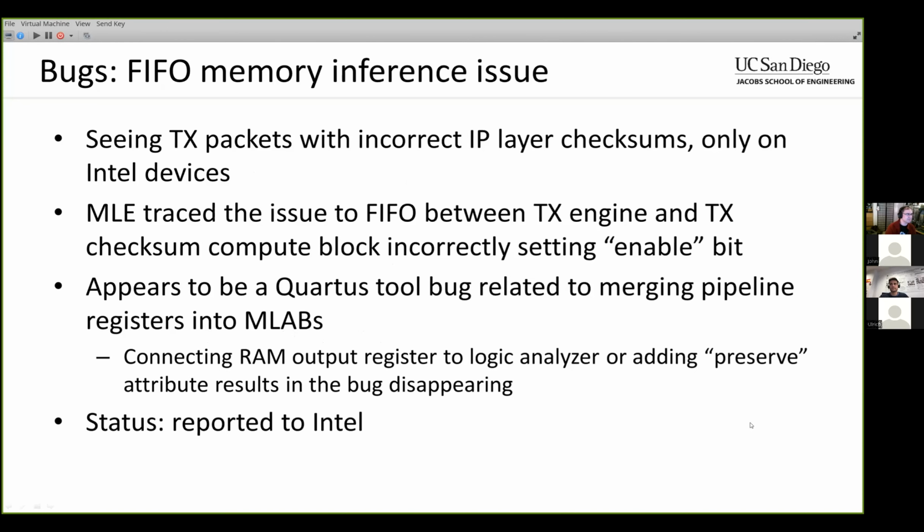All right, so first up, the FIFO memory inference bug. Talked about this before, so I'm not going to go over too much detail. Do we have any status updates on this, Ulrich? Do we know if Intel is still working on it, or have we heard anything back?